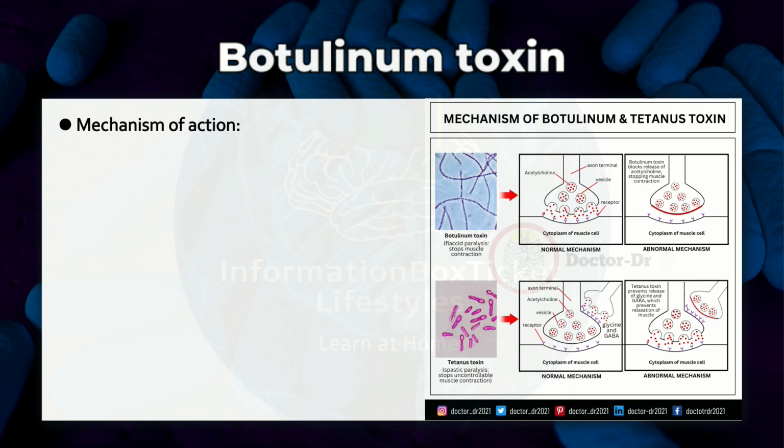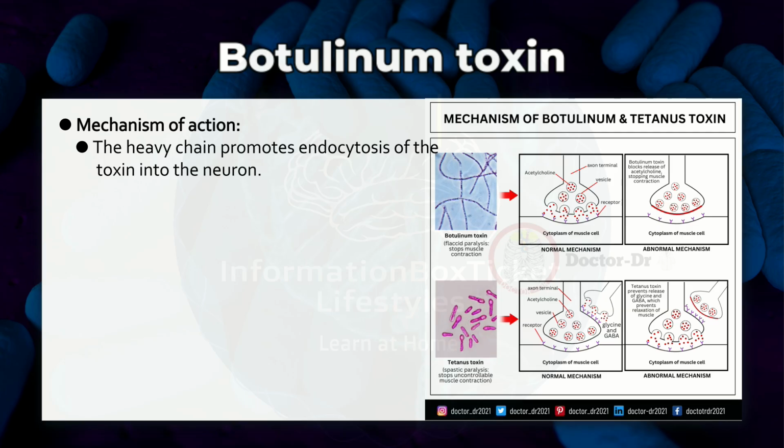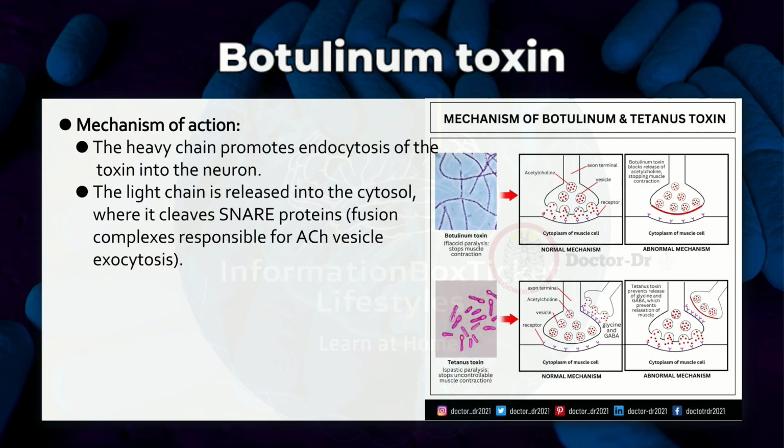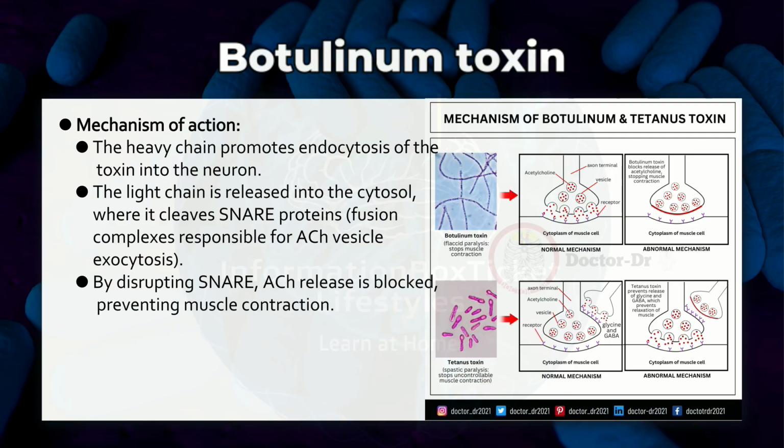Mechanism of action: the heavy chain promotes endocytosis of the toxin into the neuron. The light chain is released into the cytosol, where it cleaves soluble N-ethylmaleimide-sensitive fusion protein attachment receptor proteins, fusion complexes responsible for acetylcholine vesicle exocytosis. By disrupting soluble N-ethylmaleimide-sensitive fusion protein attachment receptor, acetylcholine release is blocked, preventing muscle contraction. The outcome is flaccid paralysis, regardless of serotype.